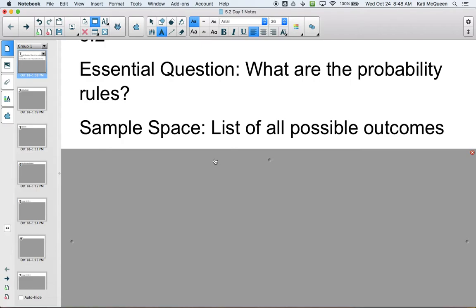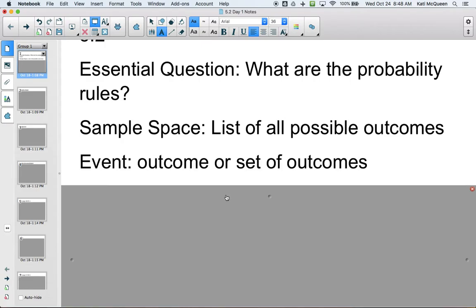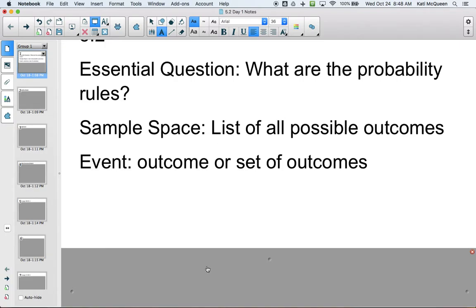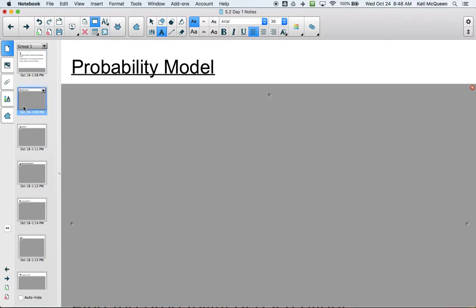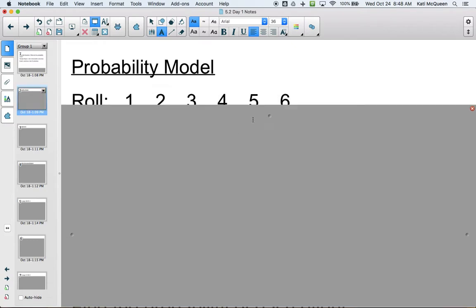So then specifically for probability, we'll be looking at events. So events can be one outcome, or a set of outcomes combined together. So all of the events together make up that sample space. So let's look at an example of a sample space and events by creating a probability model.